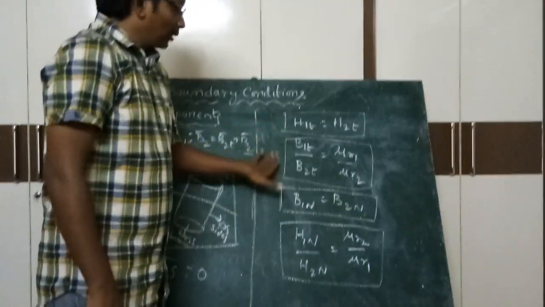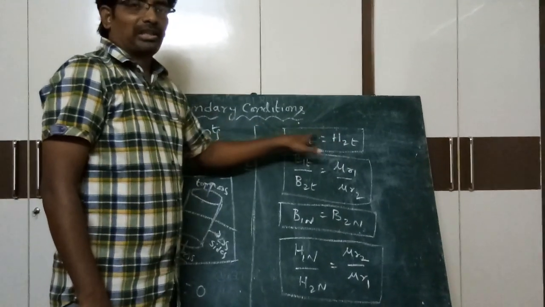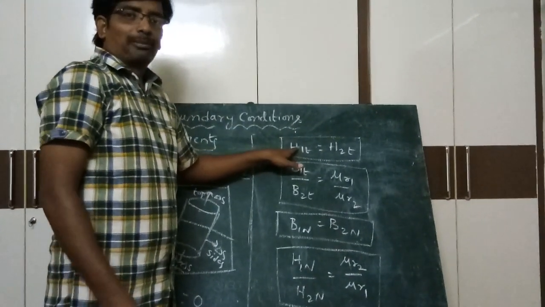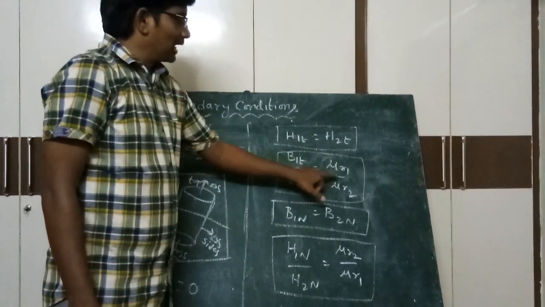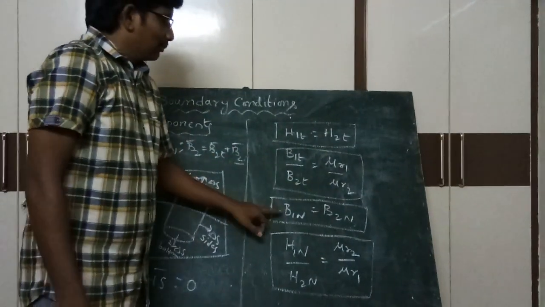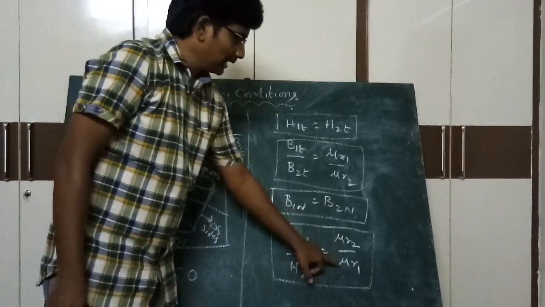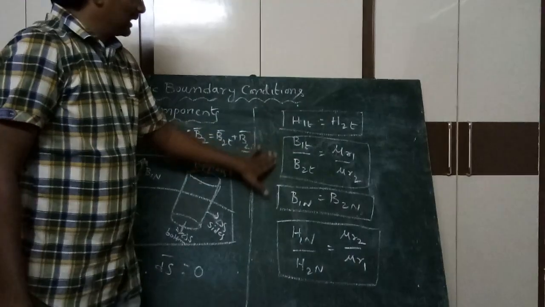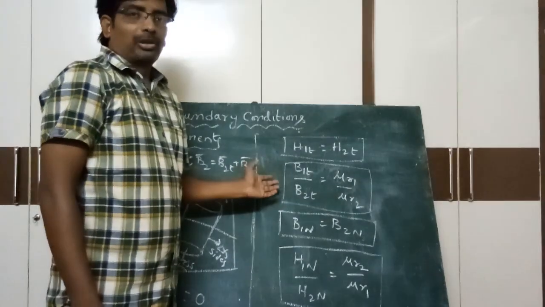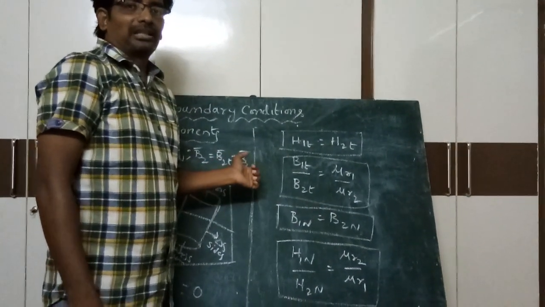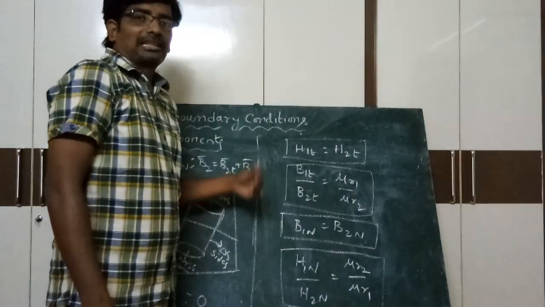So these are the four boundary conditions. One is H1t equals H2t. That means the tangential component of magnetic field intensity in both the magnetic materials is the same. The second one is B1t by B2t equals mu r1 by mu r2. The third one is B1n equals B2n. And the fourth one is H1n by H2n equals mu r2 by mu r1. By using these four boundary conditions, we can determine the field on one side of the boundary, that means the field in one magnetic material, if you know the field on the other side of the boundary, that is, in the other magnetic material.